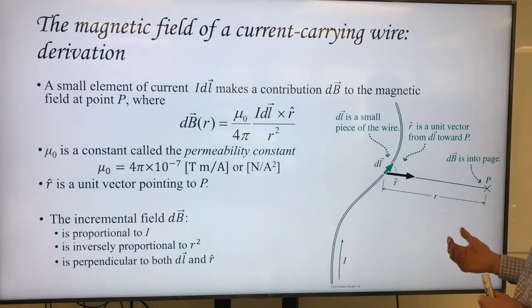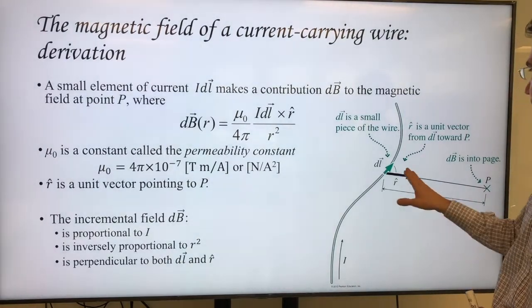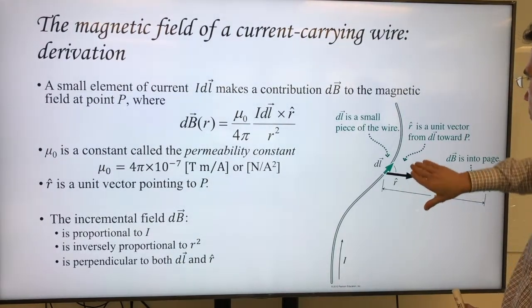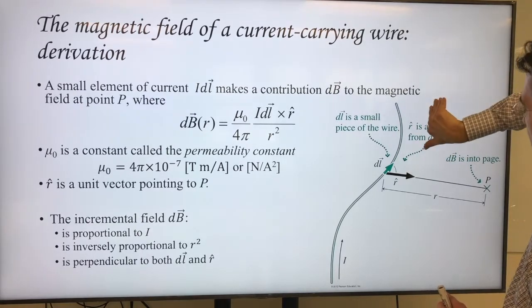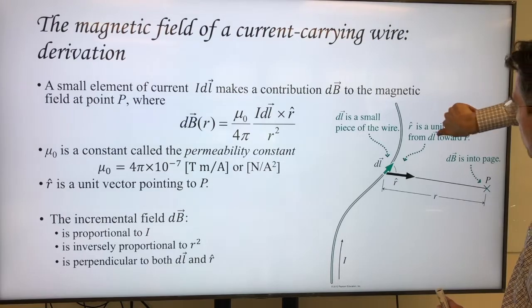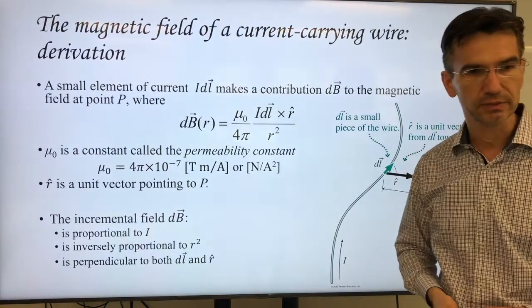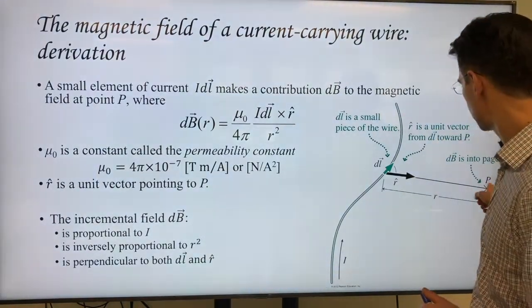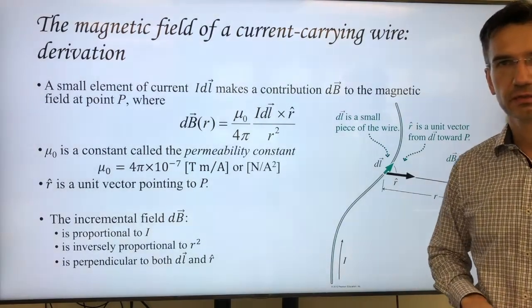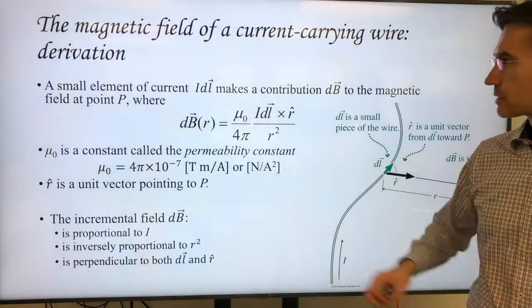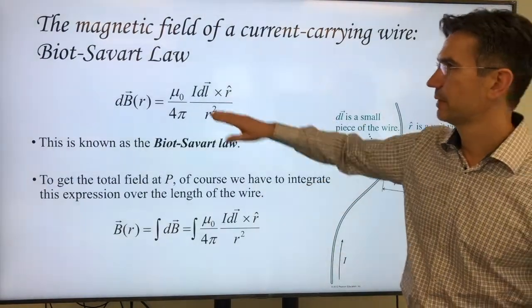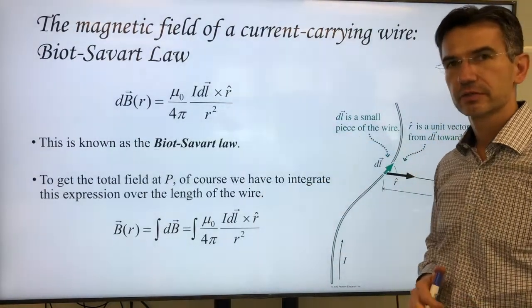So in this case, we have dl cross r, so we have to apply the right-hand rule, and we're crossing dl into the r unit vector, so the magnetic field at point P is going to be pointing into the screen. So this expression here, which I have repeated here, is called the Biot-Savart law.